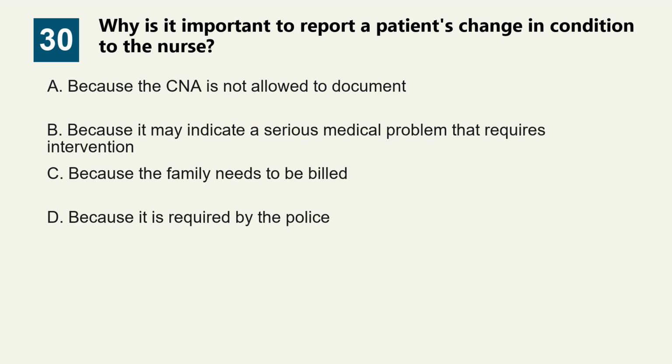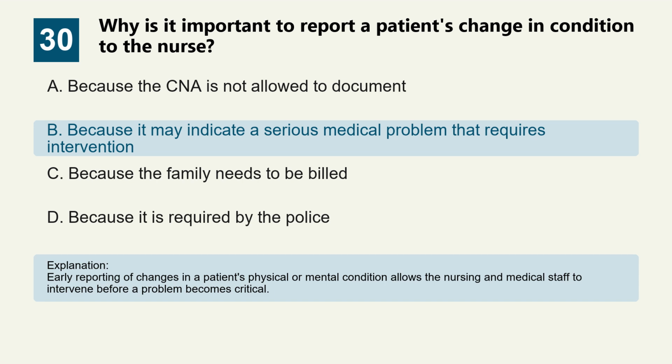Question 30. Why is it important to report a patient's change in condition to the nurse? Option A. Because the CNA is not allowed to document. Option B. Because it may indicate a serious medical problem that requires intervention. Option C. Because the family needs to be billed. Option D. Because it is required by the police. The correct answer is option B. Because it may indicate a serious medical problem that requires intervention. Early reporting of changes in a patient's physical or mental condition allows the nursing and medical staff to intervene before a problem becomes critical.